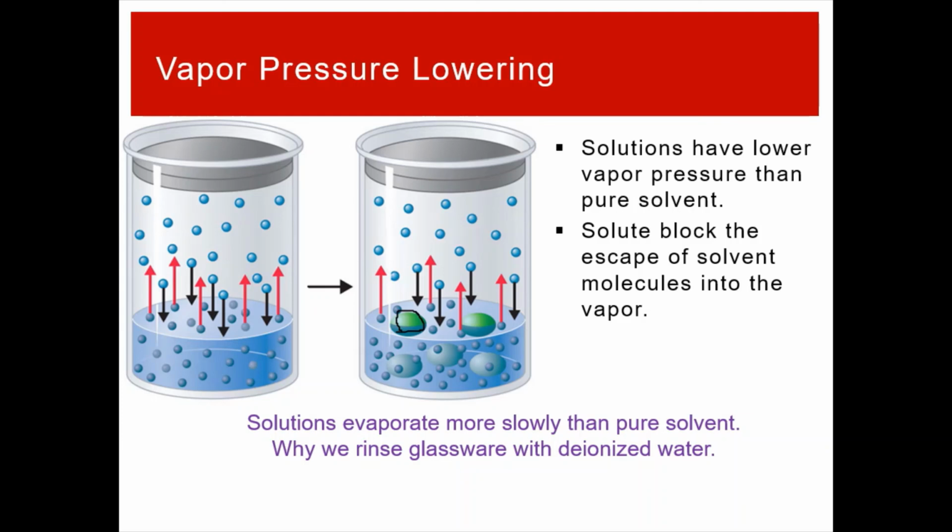The fact that solutions do evaporate more slowly is because they have lower vapor pressure. One of the ways you can remember that is that we rinse glassware with deionized water. The reason why we rinse it in that way is because deionized water has less solute in it, so it evaporates more quickly. So if you rinse glassware with deionized water, it just dries faster.